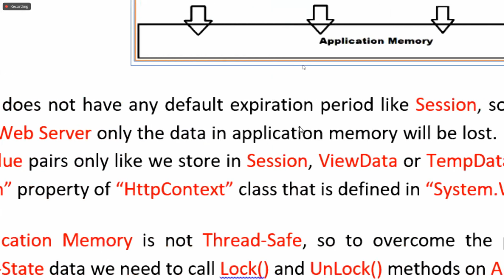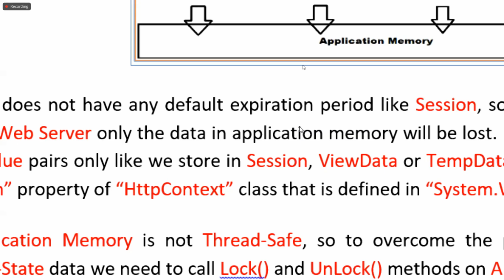Session has an expiration period. How much? An idle time period of 20 minutes. Don't say 20 minutes directly. What you should say is, an idle time period of 20 minutes means if it is not used within 20 minutes, it will be destroyed. Okay? But application doesn't have any expiration. Until you explicitly delete the memory, restart your server, or recycle your worker process, your application memory will not be destroyed. Got it or not?